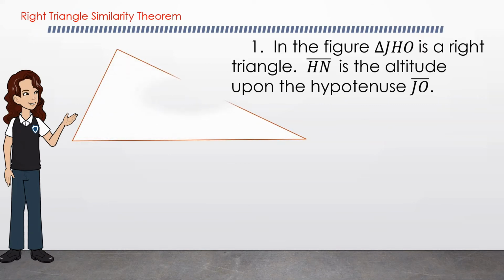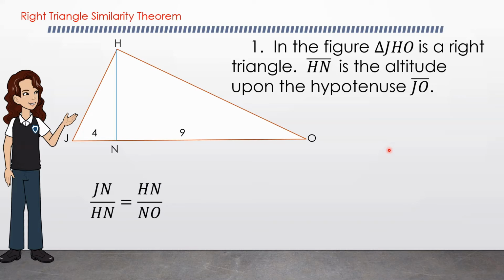So we have in the figure, triangle JHO is a right triangle. Then segment HN is the altitude upon the hypotenuse, segment JO. In this part, the measurement of segment JN is 4 units and segment NO is 9 units. So first, we need to get the three geometric means. Again, the three geometric means are the altitude and the two legs.